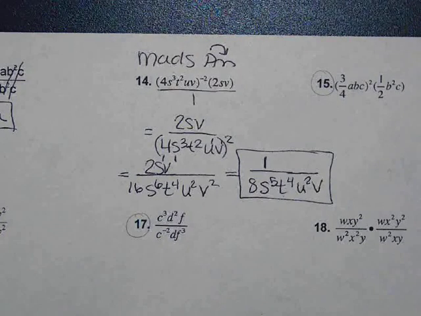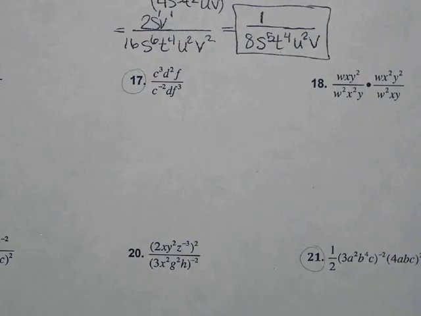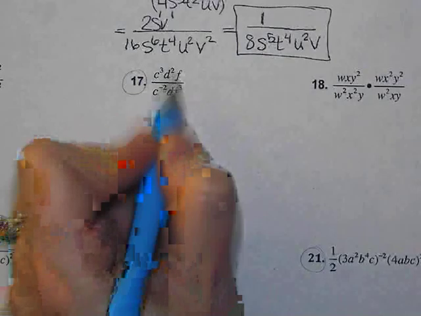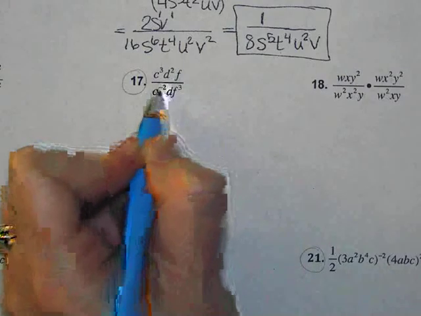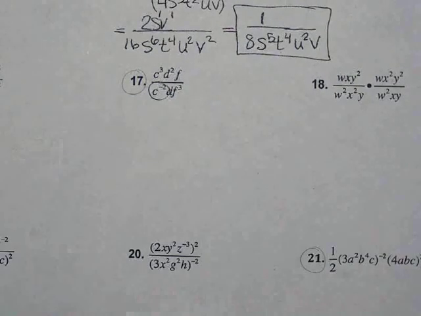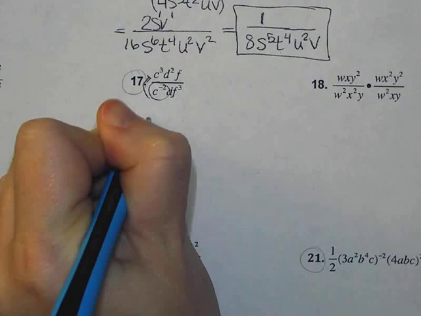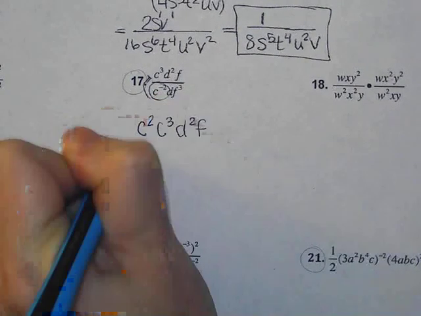All right. The next odd I'm going to work is number 17. Number 17 is c cubed d squared f over c to the negative second d f to the third. First thing I'm going to deal with, I have no coefficients. Second thing, I have a negative exponent. This c to the negative 2 is in the wrong spot, which means I need to move it up to the top. So I'm going to rewrite this as c squared, c cubed, d squared f.